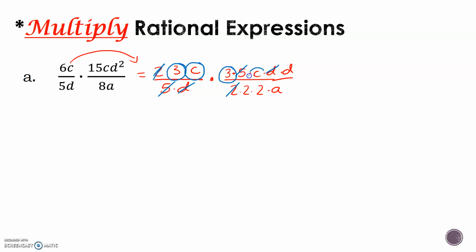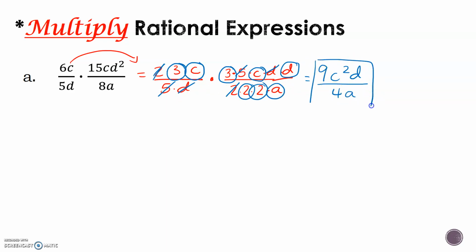3C, 3C, D, which is 9C squared D. In the denominator, I have 2 2's and an A, so that's 4A. And that is fully simplified.